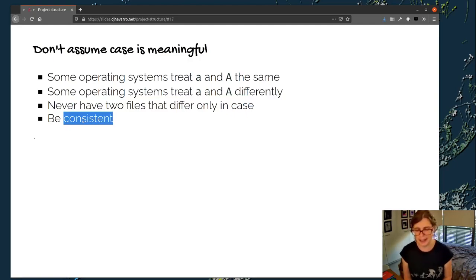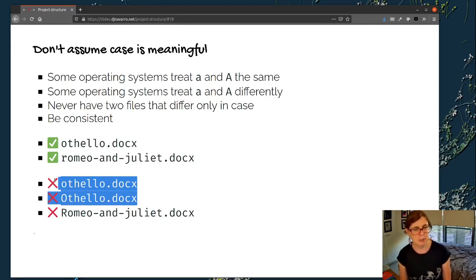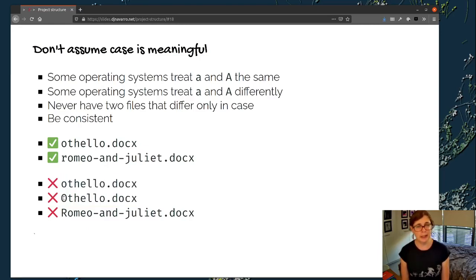So my rule of thumb, my lazy rule, is I just try to use lowercase for everything if I possibly can. So othello.docx, all lowercase, is good. romeo-and-juliet is good. Here at the bottom though, we have two examples. We've got othello, all lowercase, .docx, and Othello with an uppercase O, .docx.